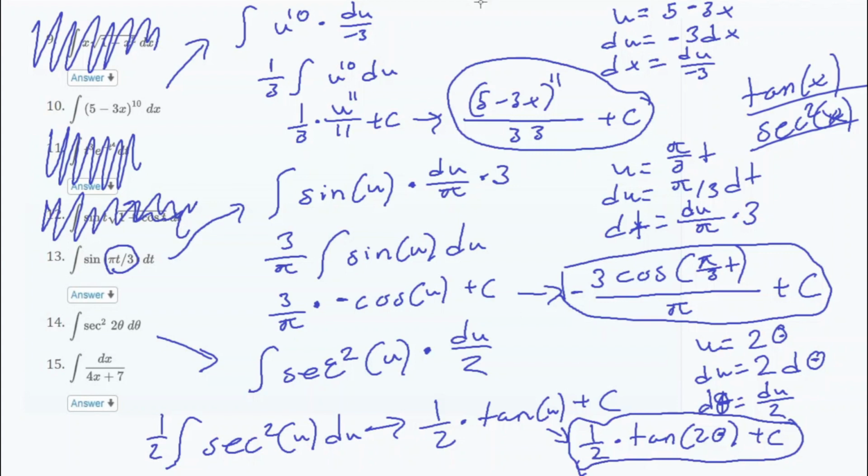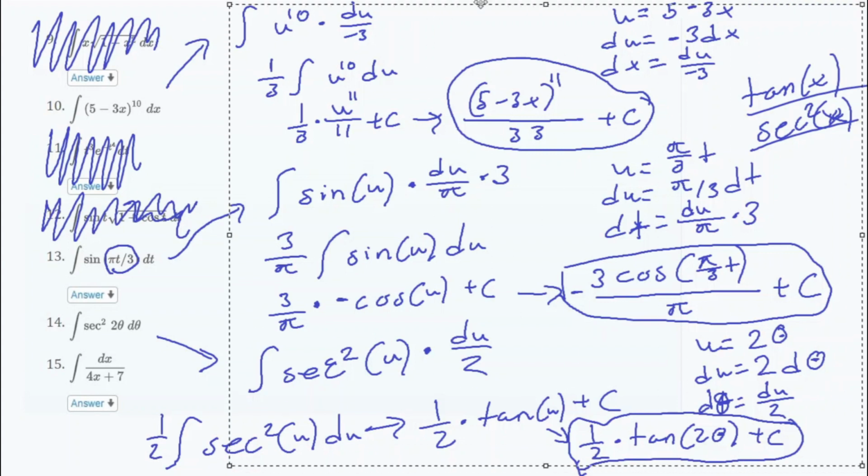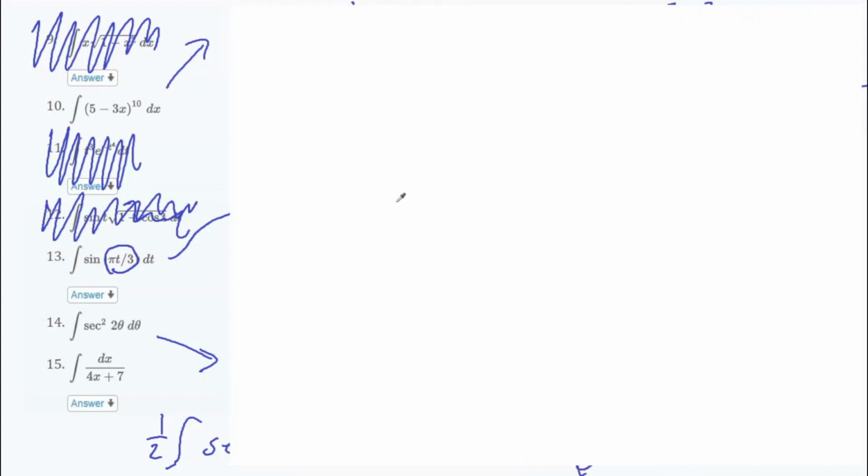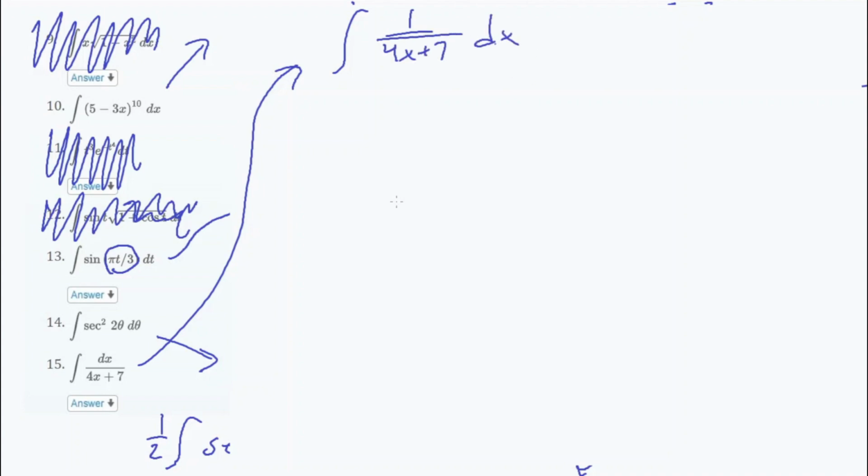And now let's take a look at number 15. So number 15 is sort of like what we haven't seen before. It's dx over 4x plus 7. So if you rewrite it, we're going to have the integral of 1 over 4x plus 7 dx. So let's write down our important stuff like always. So we have u, and we could only set it equal to 4x plus 7 here. So u is equal to 4x plus 7, and du is going to be equal to 4 dx. That means dx is going to be equal to du over 4.